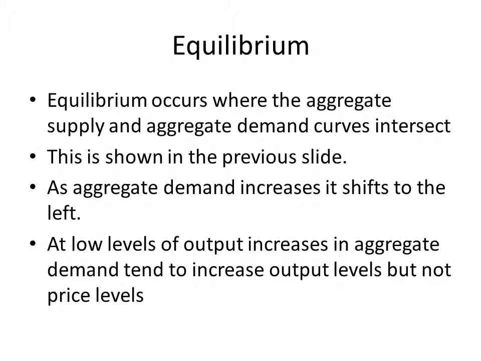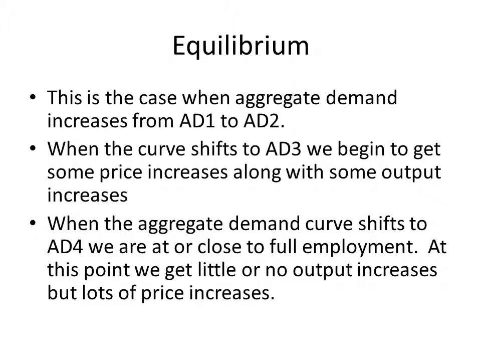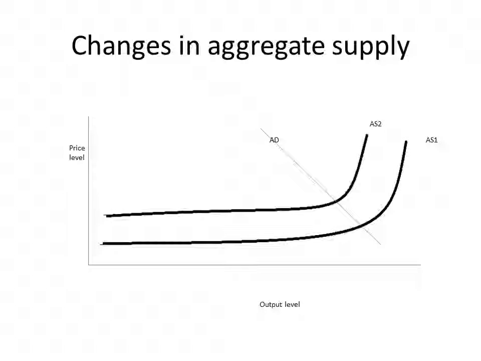Equilibrium occurs where the aggregate supply and aggregate demand curves intersect. This is shown in the previous slide. As aggregate demand increases, it shifts to the right. At low levels of output, increases in aggregate demand tend to increase output levels, but not price levels. This is the case where aggregate demand increases from AD1 to AD2. When the curve shifts to AD3, we begin to get some price increases along with some output increases. When the aggregate demand curve shifts to AD4, we are at or close to full employment, and at this point we get little or no output increases but lots of price increases.